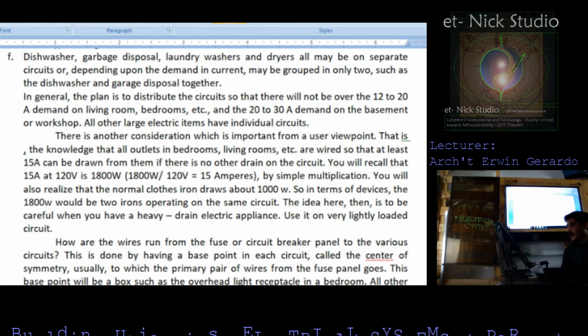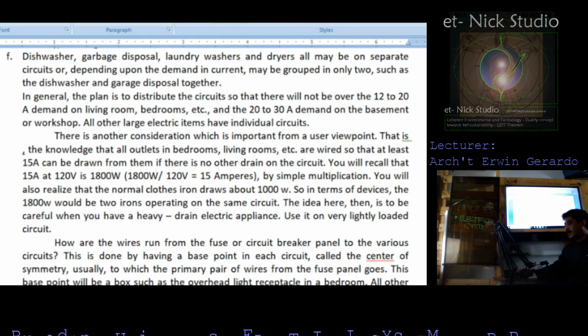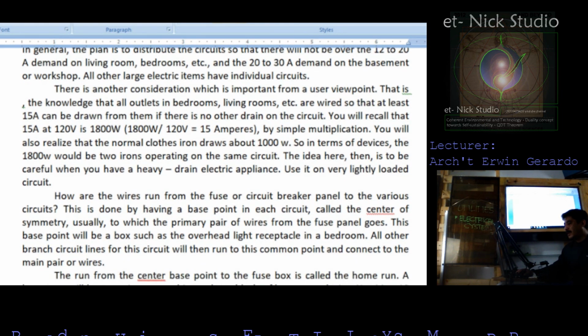So now, to get 1800 watts, you need to multiply 120 volt by 15 ampere. By simple multiplication, you will also realize that the normal cloth iron draws about 1000 watts. So in terms of devices, the 1800 watts would be less than two irons operating on the same circuit. The idea here then is to be careful. When you use heavy drain electrical appliances, use them on a very lightly loaded circuit. So this is a reminder actually. You need to become familiar with how much current a device consumes. In that way, the circuits won't overheat.